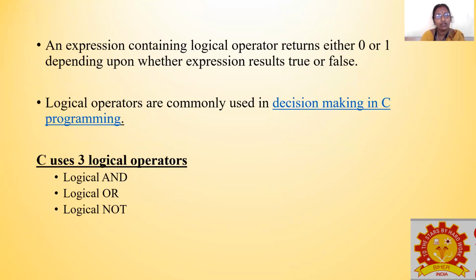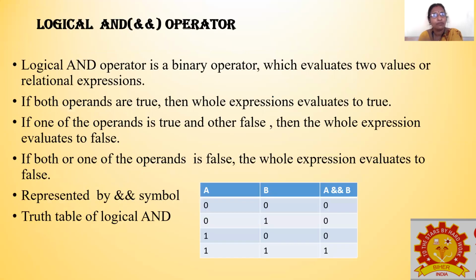An expression containing a logical operator returns either 0 or 1 depending upon whether the expression results true or false. Logical operators are commonly used in decision making in C programming. C uses three logical operators: logical and, logical or, and logical not. First, let us see the logical and operator. It is represented by two continuous ampersand symbols.